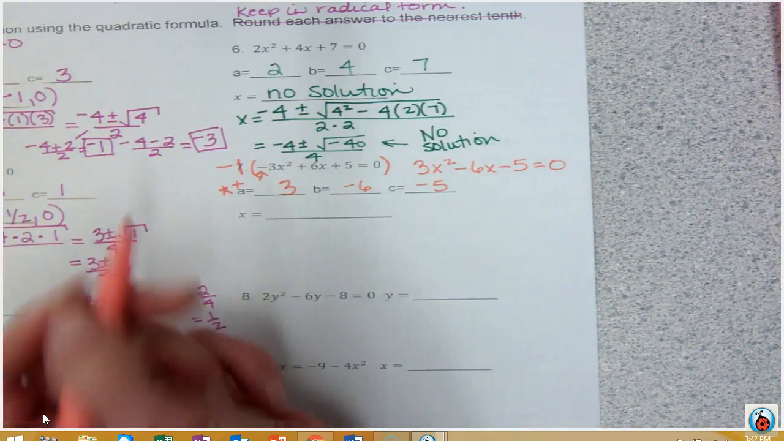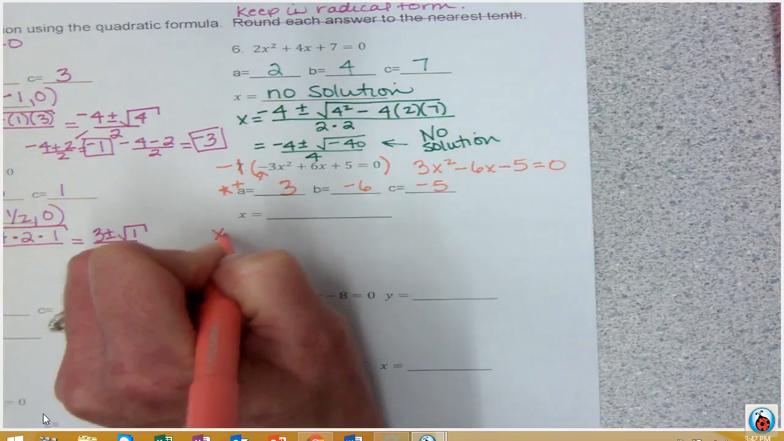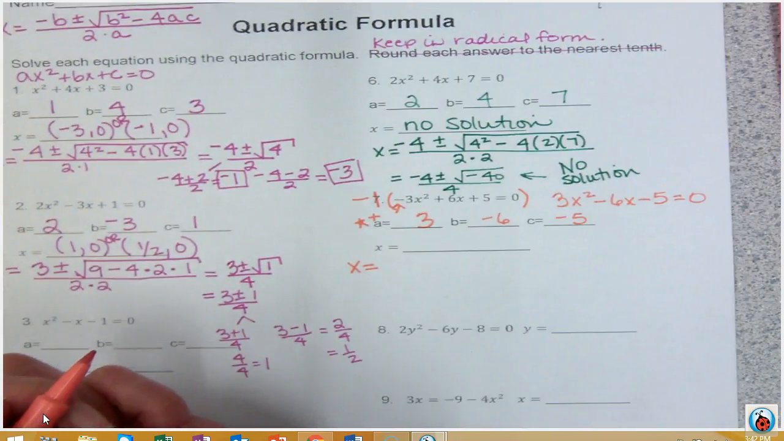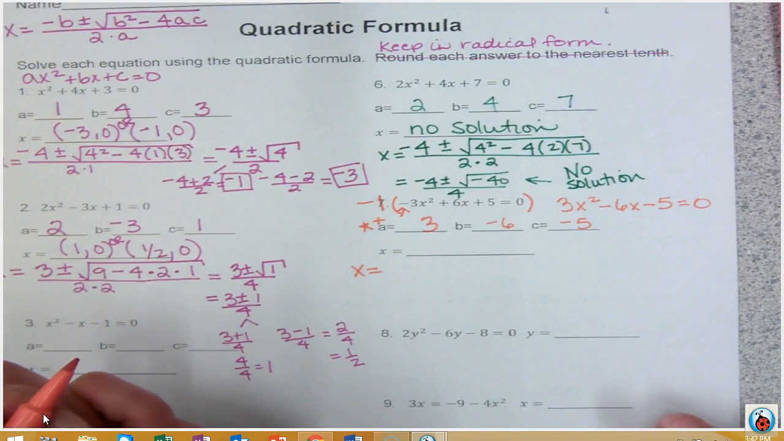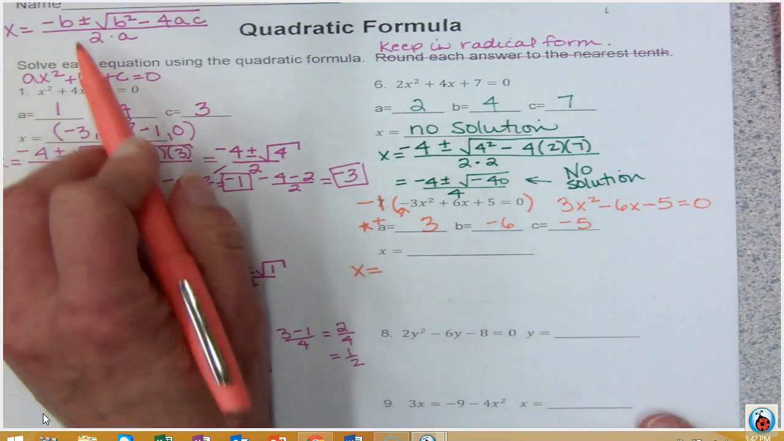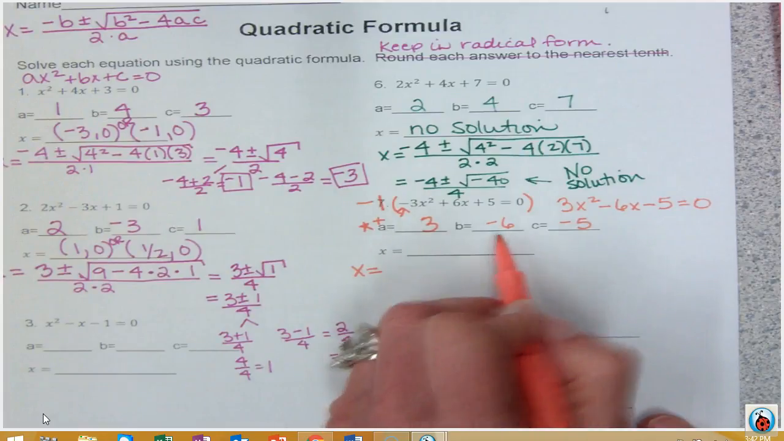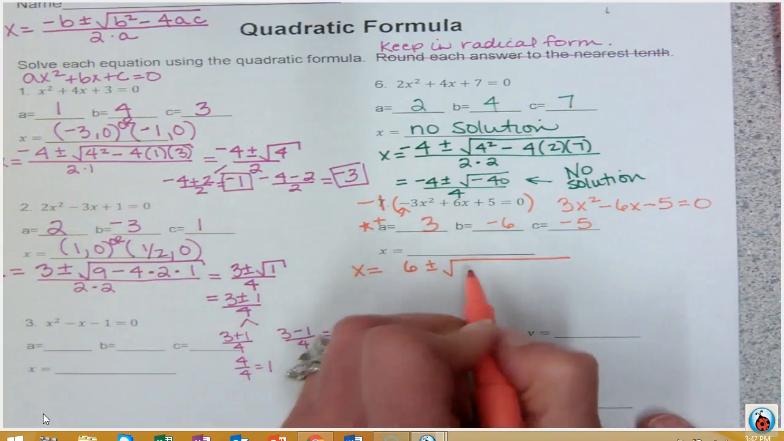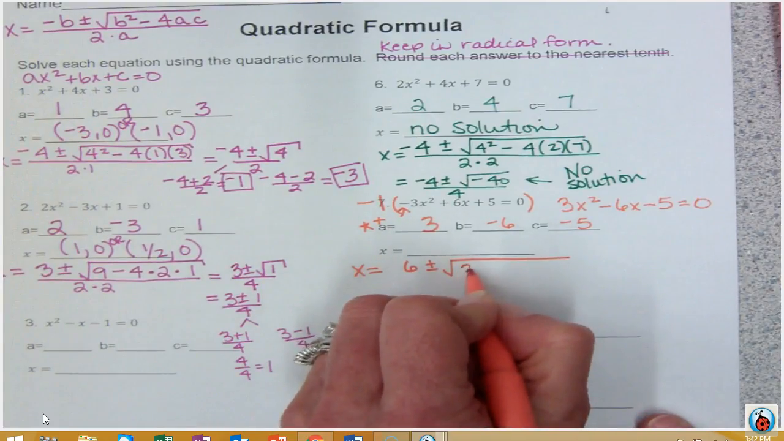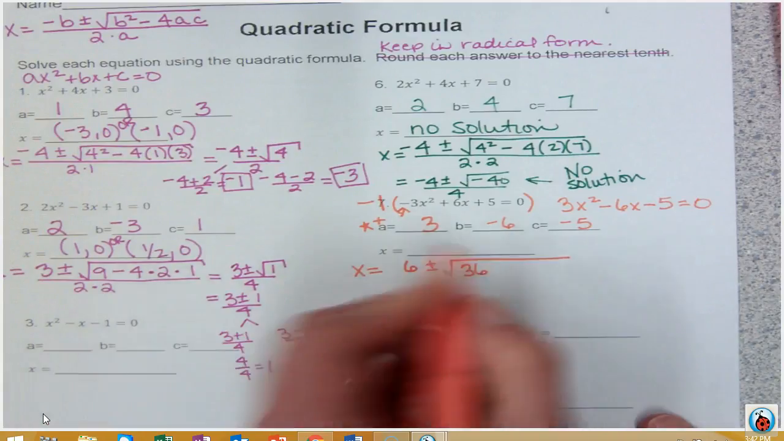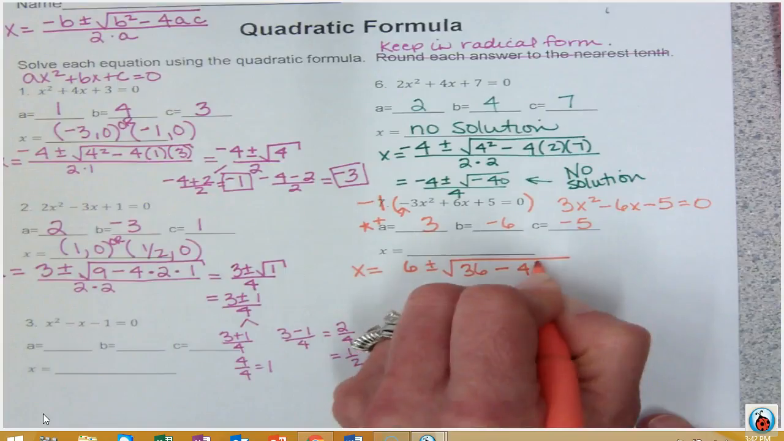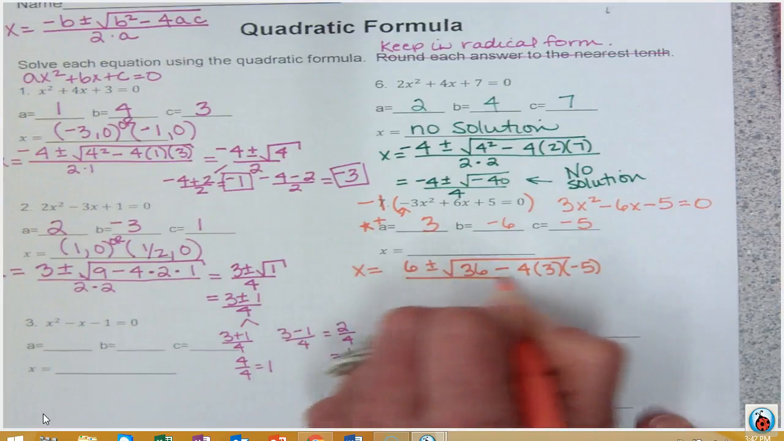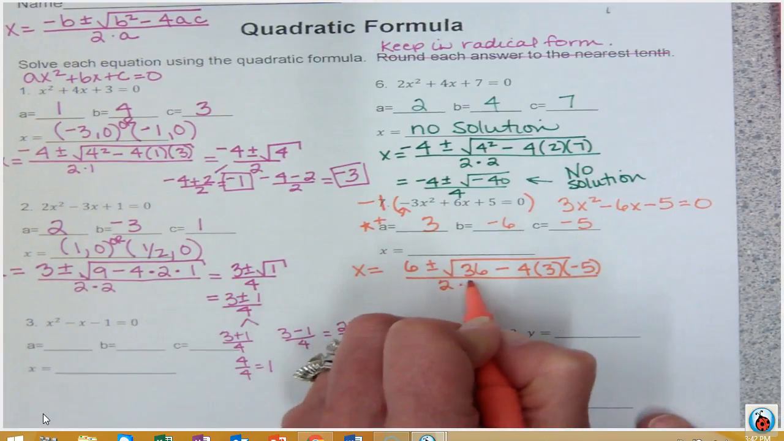That's okay. All right, so when I plug that into my quadratic formula, I get my negative B. A negative of a negative is a positive, so it's positive 6 plus or minus the square root of negative 6 squared, which is positive 36, minus 4 times 3 times negative 5, all over 2 times 3.